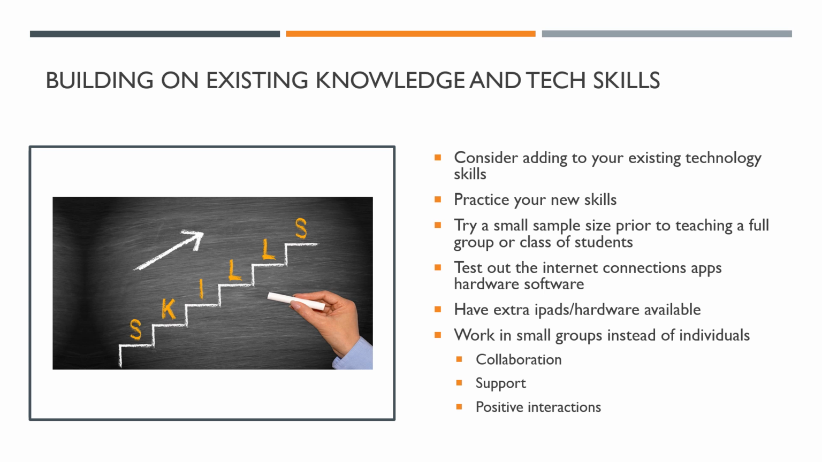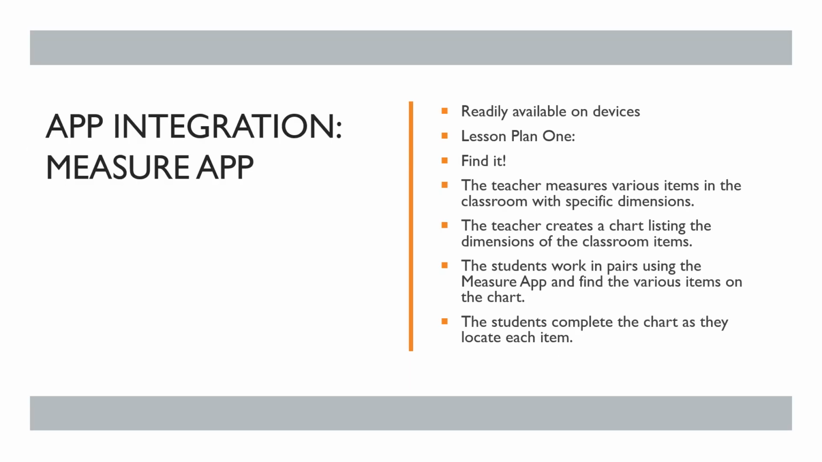It's always a good idea to have extra iPads or extra hardware available. Rather than troubleshooting in the middle of a lesson plan, having the extra hardware allows you to swap out the iPads and move ahead with your lesson plan. I also think that working with small groups rather than having students with one-to-one iPads is a good idea. It allows students to collaborate, talk to one another, find support, and have some positive interactions. Let's talk a little bit about the Measuring app. One of the nice things about it is it's readily available on devices and there's no need to download anything.